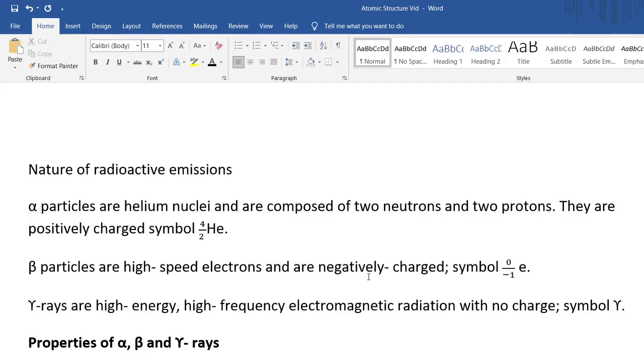The beta particle is a high-speed electron. It has a negative charge. It is quite small compared to your helium. And the last one is your gamma ray. This is just high energy. So when an element gives off a gamma ray, it won't lose a lot of mass.